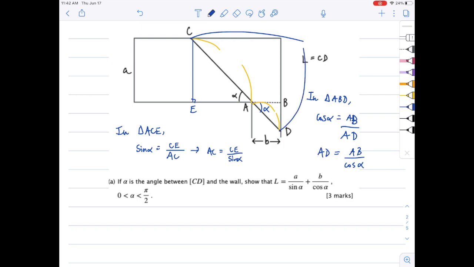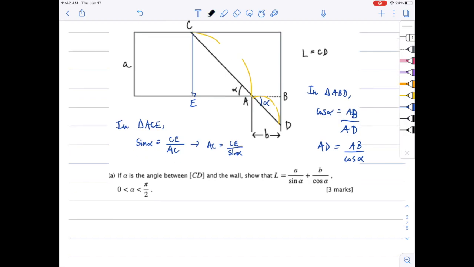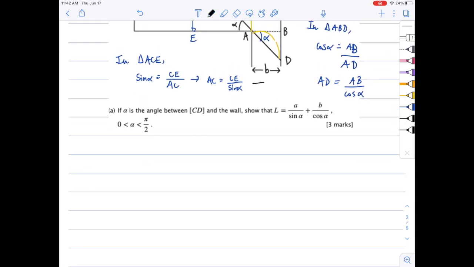So that's kind of the outline of the proof. Okay, so let's write this all down. I'll label this as 1, label this as 2. So we can say something along the lines of, since L is equal to AC plus AD, therefore L is equal to CE divided by sine alpha plus AB divided by cosine alpha, and that's using 1 and 2.